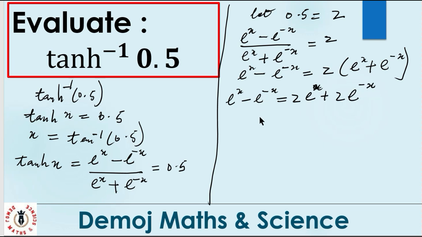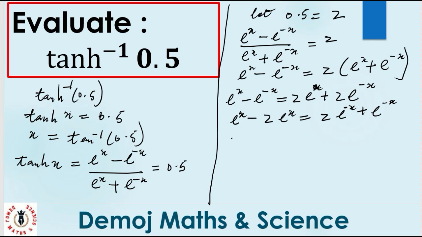Now let's collect like terms. I want us to collect like terms by collecting the e raised to the power of x to one side and the e raised to the power of minus x to the other side. It's going to look like this: e raised to the power of x minus z e raised to the power of x equals z e raised to the power of minus x plus e raised to the power of minus x. So we've collected like terms.